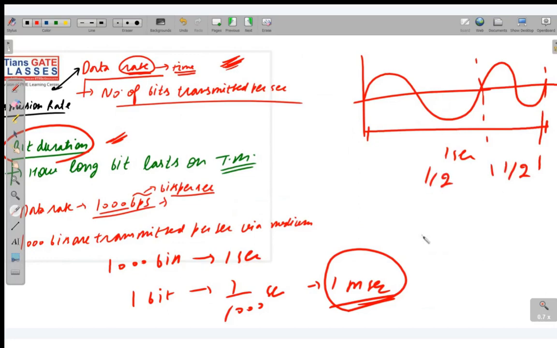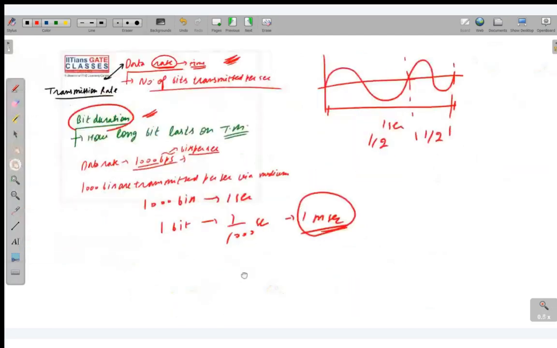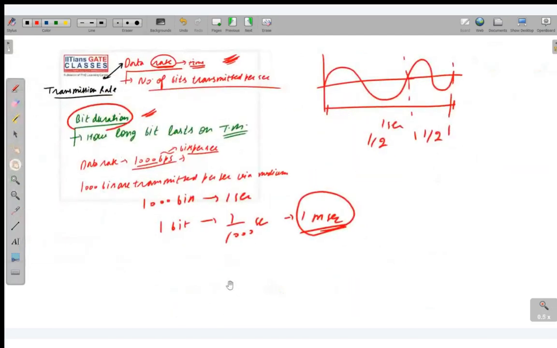So time period is one cycle time, like this. So 1 bit time, that is bit duration. And in 1 second, 1000 bits have been transmitted, so data rate is 1000 bits per second. I hope you have got the point, but I want to make it clear. The basic thing is they will ask numericals just to see whether you know the units or not.